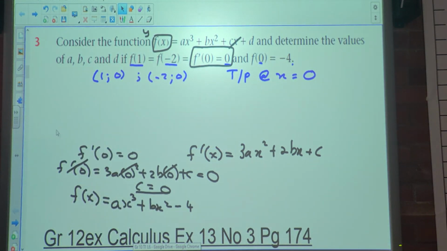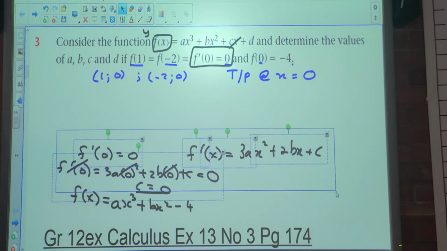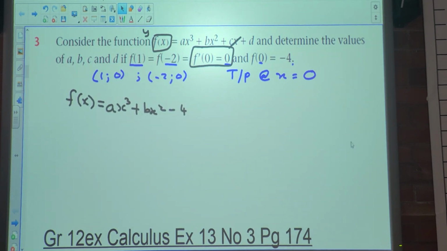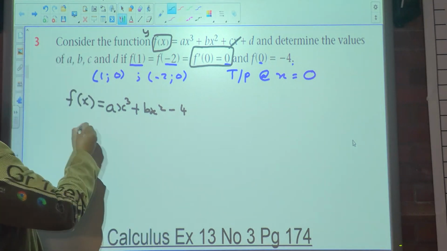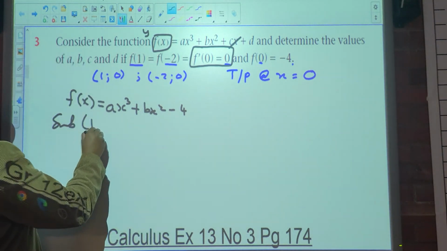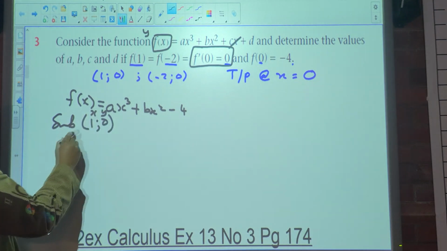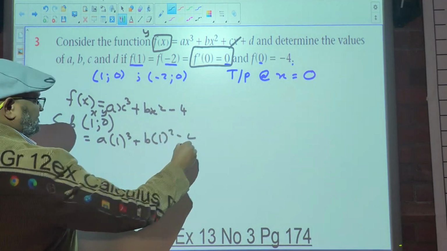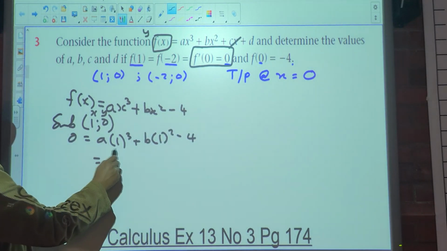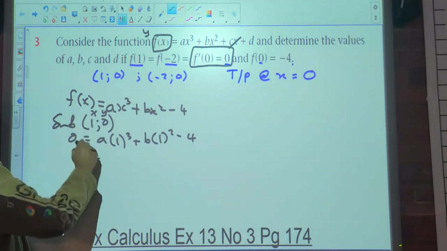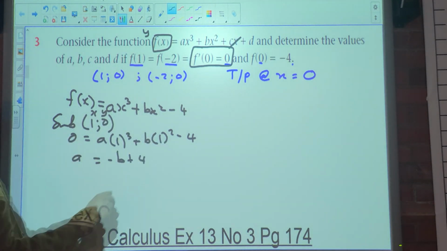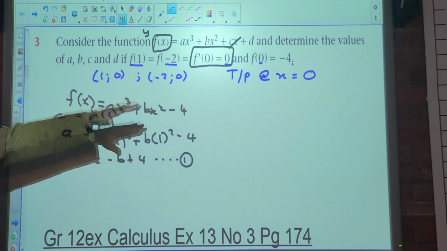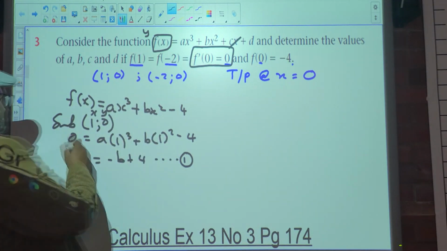So d is negative 4 and c is 0. Okay, I just need the space here. So what do I do now? I substitute 1 and 0, remembering again that's an x and a y. So 0 is equal to a into 1 cubed plus b times 1 squared minus 4. So I'm going to keep a on the right hand side, bring everything over, so it's minus b plus 4. So this is equation 1. Why am I labeling equation 1? Because it's going to go into simultaneous equations.